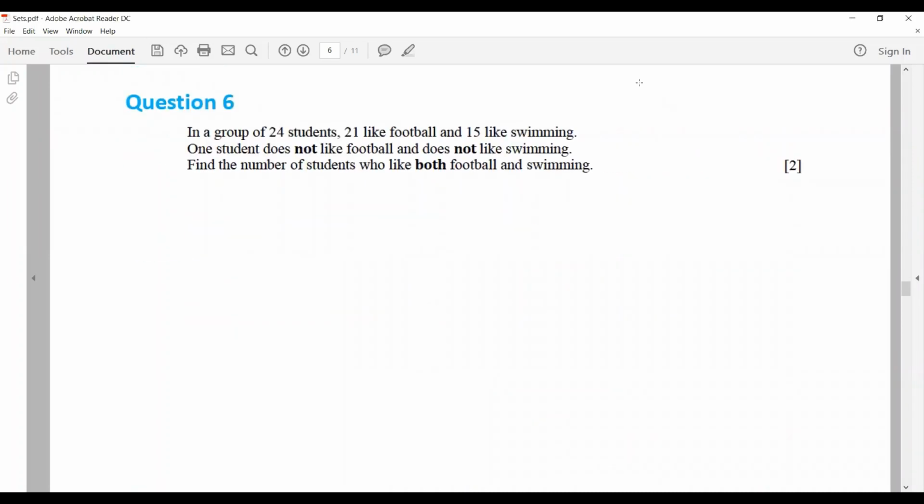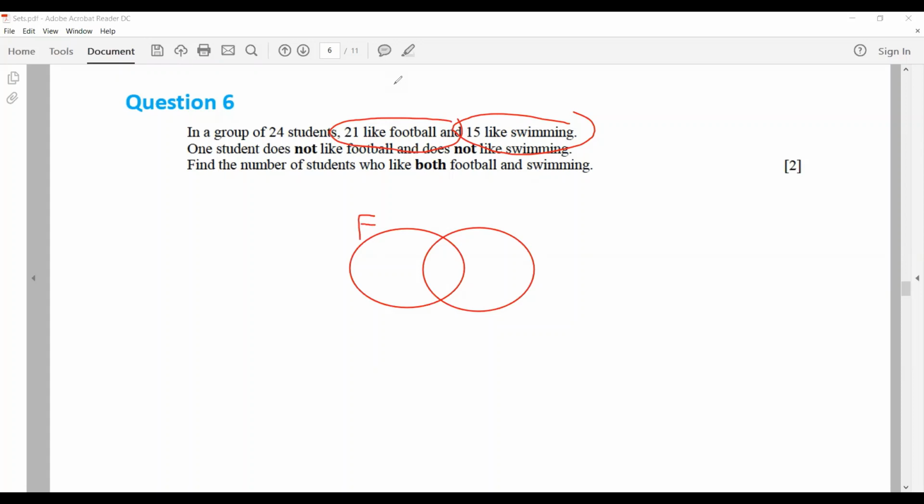Almost a similar scenario. We have a group of students, 21 of them interested in football, 15 interested in swimming. All right, one student does not like football and does not like swimming. I think that's clear. It should fall outside of football and swimming. This is football, this is swimming, and we have one student only outside.